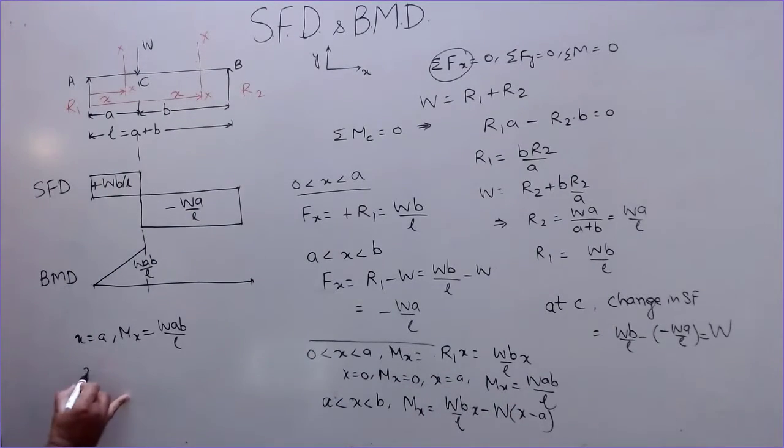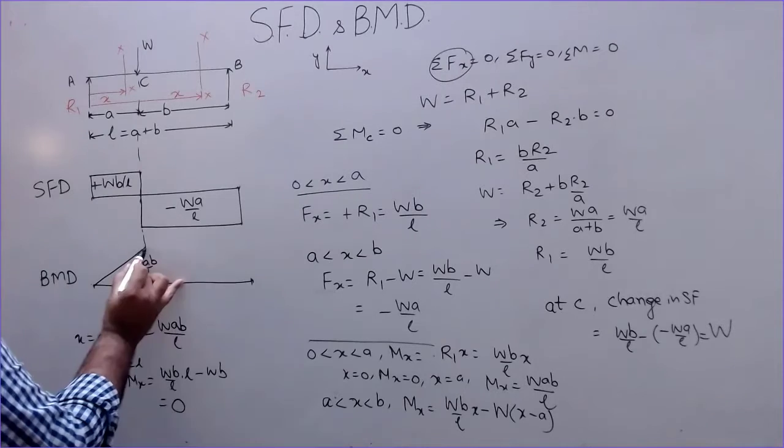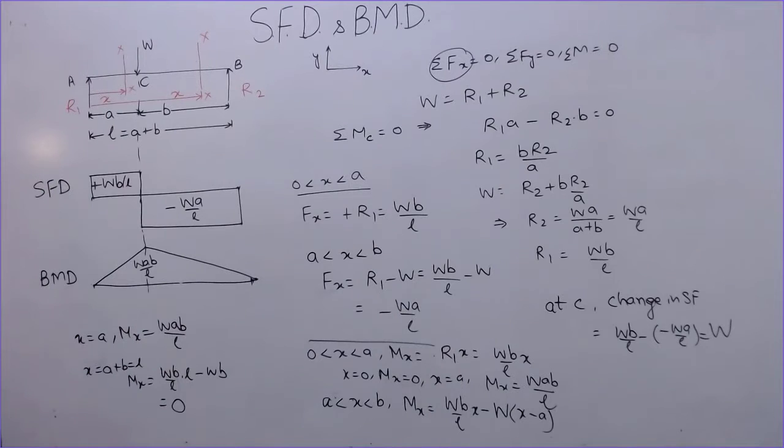So at x equal to a plus b, which is equal to L, the bending moment is Wb divided by L into L, minus W into x minus a, which is b, that is equal to 0. You can draw it like this. The bending moment is 0. So at the two ends, simply supported, you can see bending moment is 0, and we have shear force equal to the reaction at the two ends. So this is how you can draw the bending moment diagram.